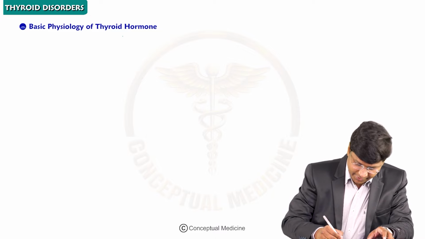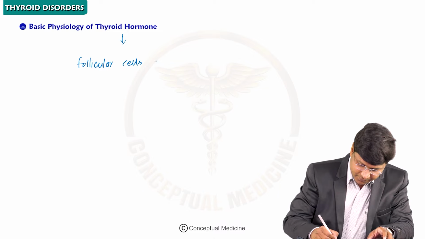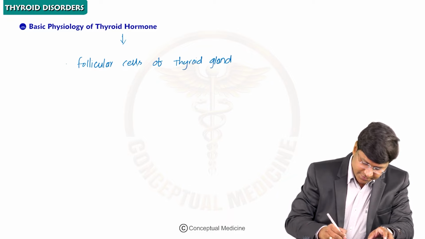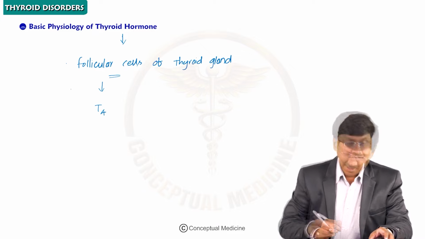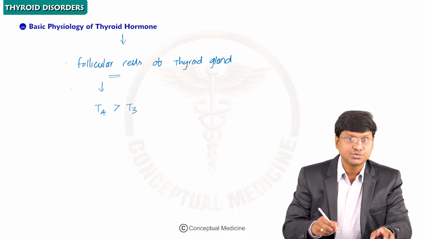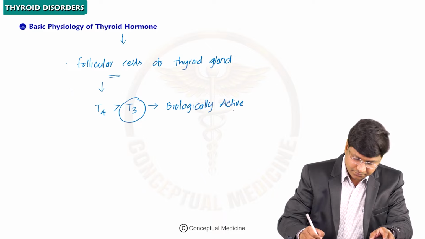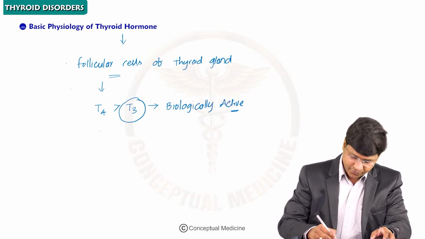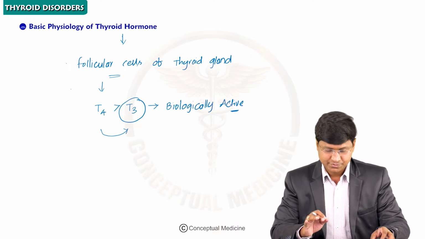Thyroid hormone is the hormone which is produced from follicular cells of the thyroid gland. Now, this thyroid hormone which is released from the follicular cells, the majority of it will be T4, and T3 is also released, but the majority released is T4, that is tetraiodothyronine. But among these two, the biologically active form is T3. The T4 is the one which is released in excess into circulation, and this T4 will undergo deiodinization to form T3.